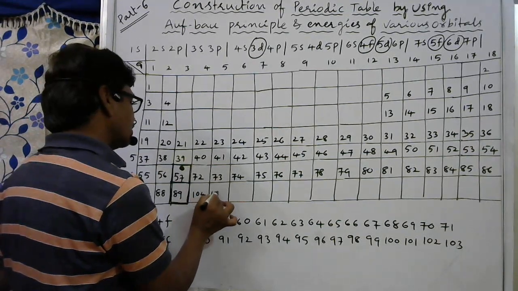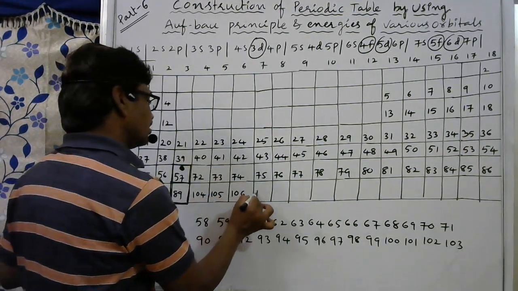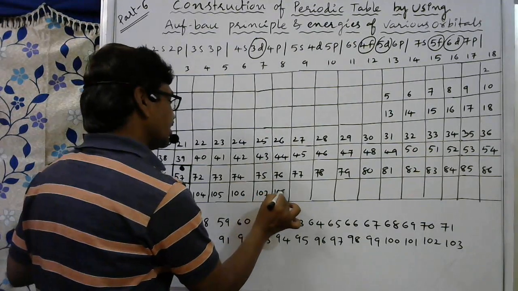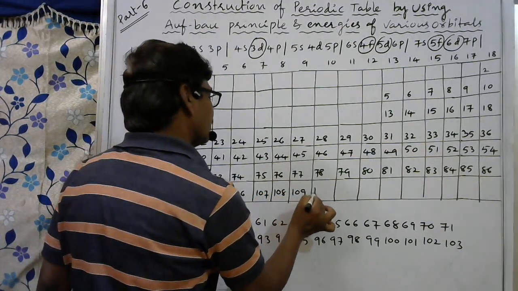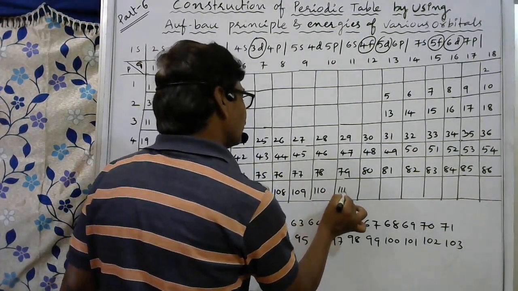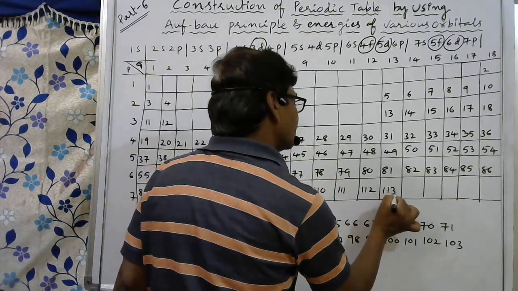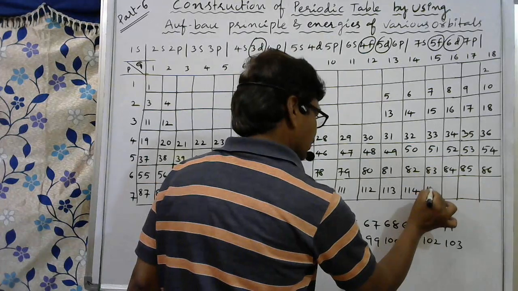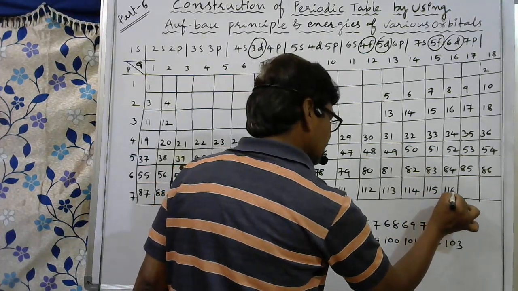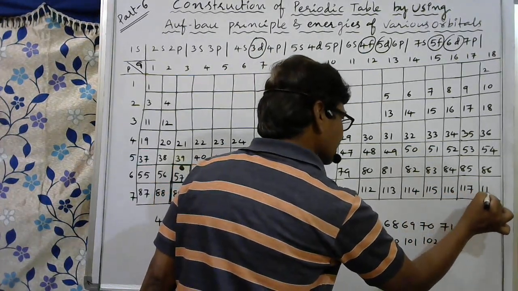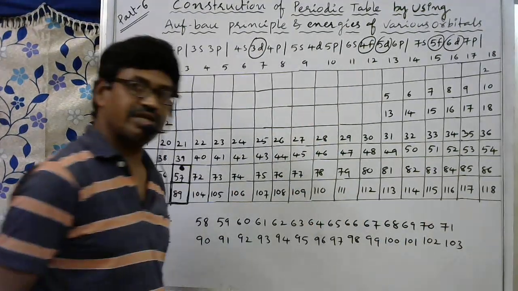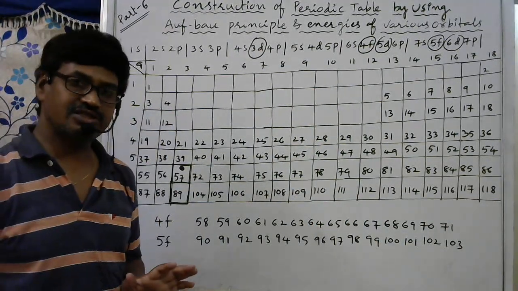Then 105, 106, 107, 108, 109, 110, 111, 112, 113, 114, 115, then 116, 117, then 118. This is the last element in the periodic table. This is simply the construction of the periodic table.